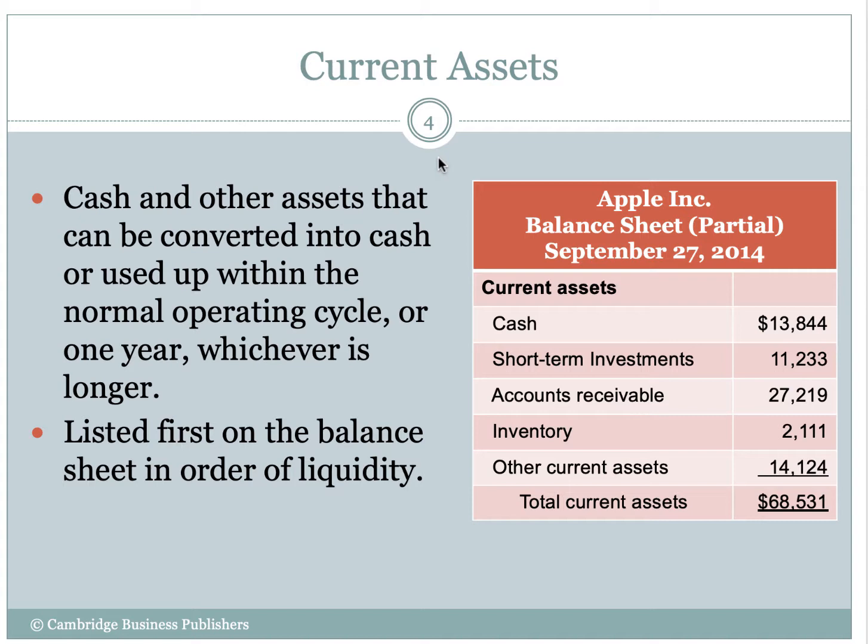So in this slide here, we have current assets, okay? Current assets are any asset that the company has that is either going to be used or converted into cash within the normal operating cycle or 1 year, whichever's longer, okay? So examples of current assets: cash, right? Cash is, well, it's cash. It's already converted to cash. That is a current asset.